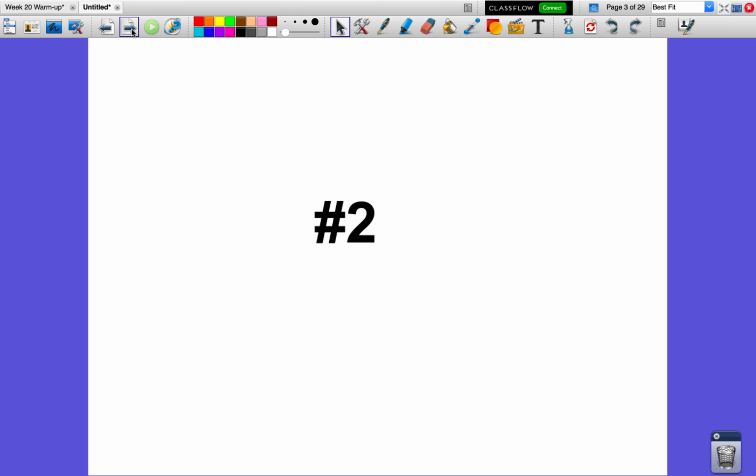Number 2. A factor tree for 72 is shown below. Which expression is not equivalent to 72? F. 2 to the power of 3 times 3 to the power of 2. G. 4 times 2 times 3 to the power of 2. H. 2 times 2 times 4 times 2 times 3 times 3. Or J. 2 to the power of 3 times 9.